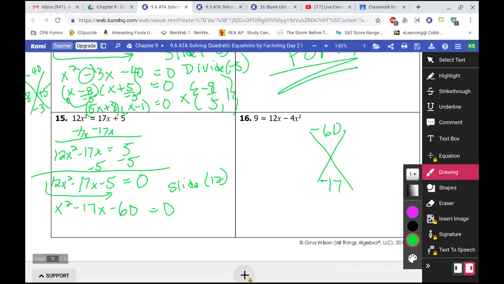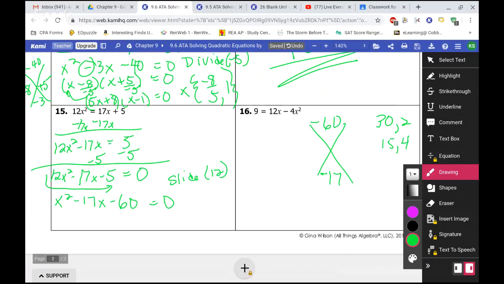What are some factors of 60? 30 and 2. Good job. 30 and 2. And another? 15 and 4. We're getting close. What's another one? It's very similar to 30 and 2. Swap your 3 and your 2. 20 and 3. Good job. So negative 20 and positive 3.